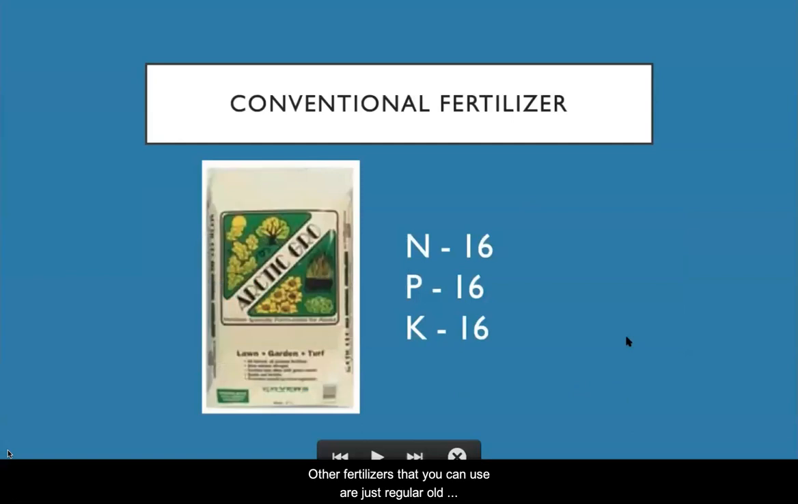Other fertilizers that you can use is just regular old conventional fertilizer that has nitrogen, phosphorus, and potassium. Some of the ones that you can find are things like 16-16-16, 8-32-16, 10-10-10, 5-5-5, 20-20-20. There are several different ones out there. This just happens to be one of the common ones that you see.